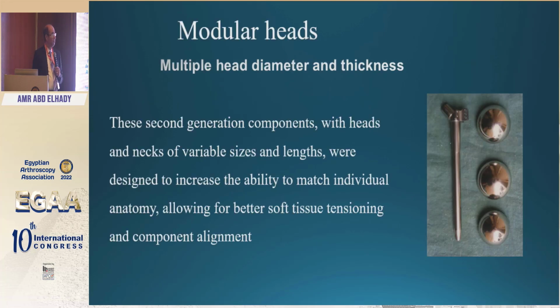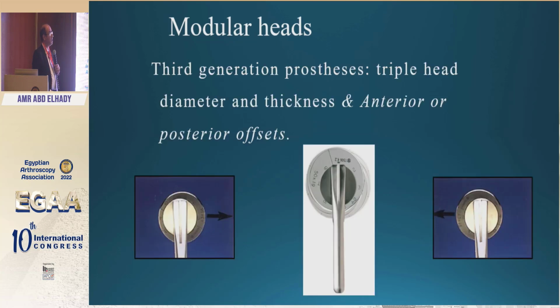The first evolution was the modular heads, the second generation. Heads and necks in variable sizes and lengths were designed to increase the ability to match the individual anatomy, allowing for better soft tissue tensioning and component alignment. So this corrects the medial and lateral offset. A third generation of prostheses with variable head diameter and thickness can also correct the anterior and posterior offsets. As you can see here, you can rotate the head to have anterior and posterior offsets.